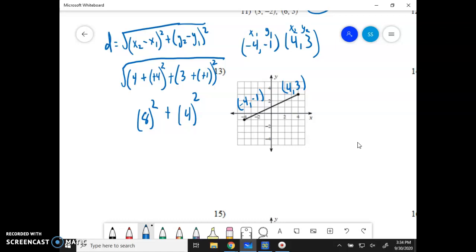And now we get 8 squared, which is just 8 times 8, which is 64, plus 4 squared, which is 4 times 4, so that's 16. And we add them together. We get 80. And again, don't forget this step. We're still underneath this square root symbol, right? So you've just simplified underneath. So we need to still find the square root of 80. Again, just type this into your calculator and you should get 4 times the square root of 5, and that is your answer.